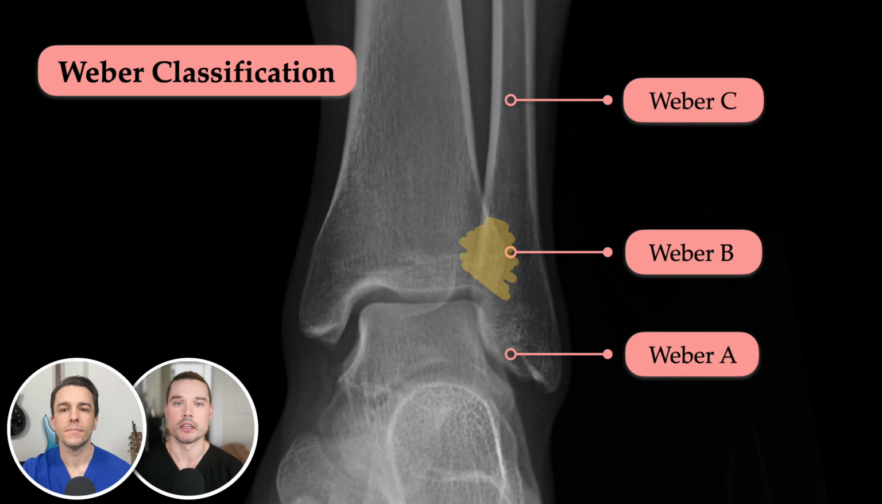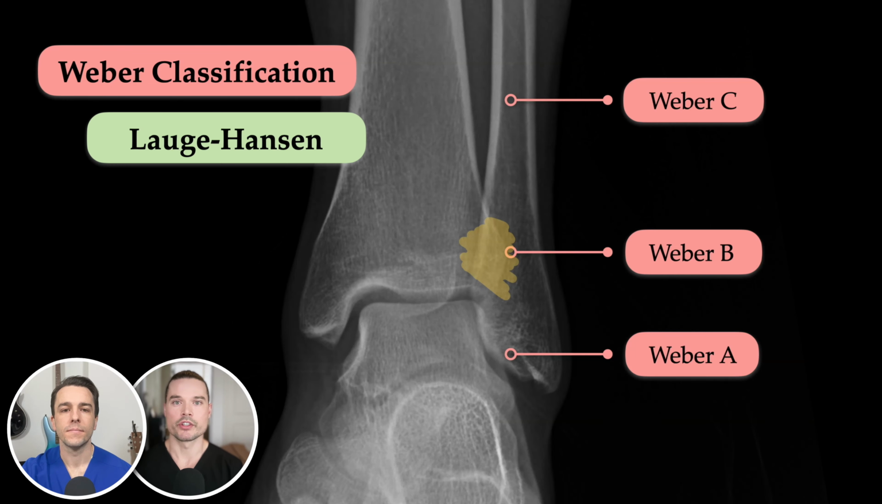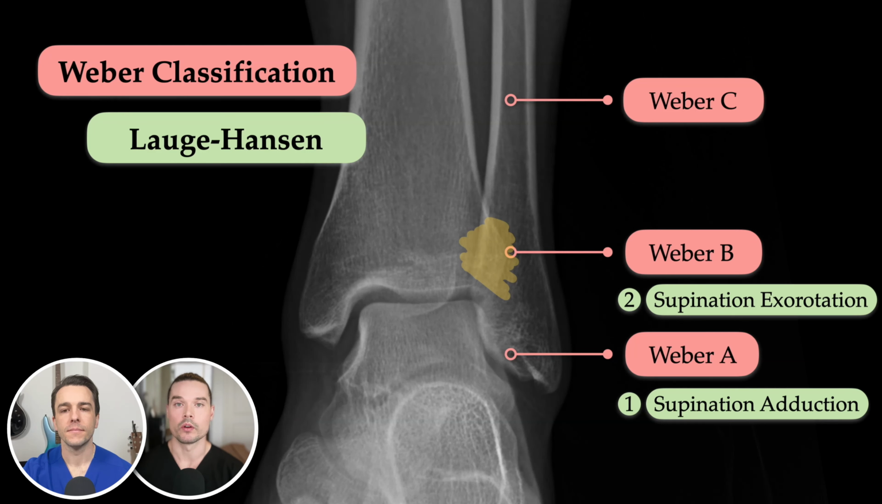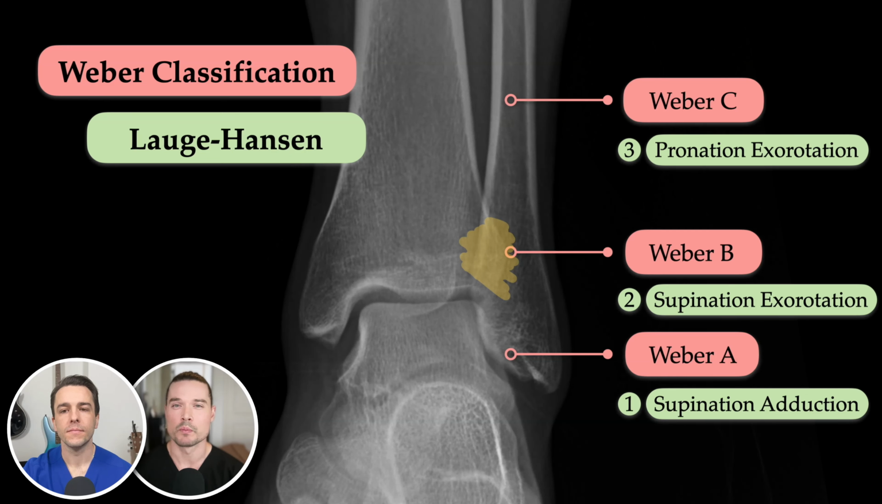Now we have our Lauge-Hansen, which identifies the trauma mechanism, and this goes hand in hand with our Weber classification. So with our Weber A, our Lauge-Hansen is a supination adduction mechanism. With our Weber B, this is going to be a supination exorotation. And with our Weber C, the mechanism is going to be a pronation exorotation. There's also a pronation abduction type of mechanism in this area, but to simplify everything, just consider your mechanism for your Weber C's to be a pronation exorotation mechanism of injury.